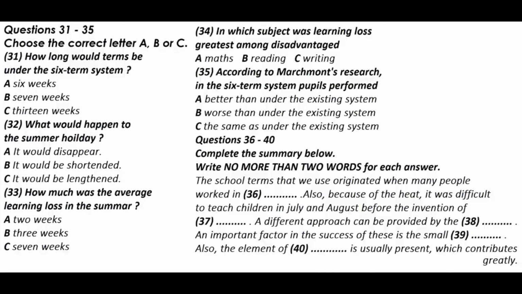He also found differences in the learning loss effect according to subject. The subjects he analysed were reading, writing and maths, and he found that the effect was greatest in maths and reading. Furthermore, although all social groups experienced roughly similar learning loss in the field of maths, the studies found that disadvantaged children showed even greater losses in reading skills. So, the problem of learning loss in traditional schools is clear.